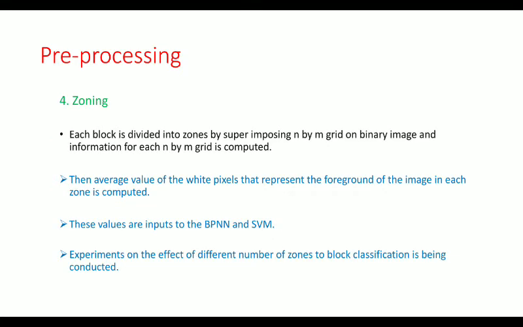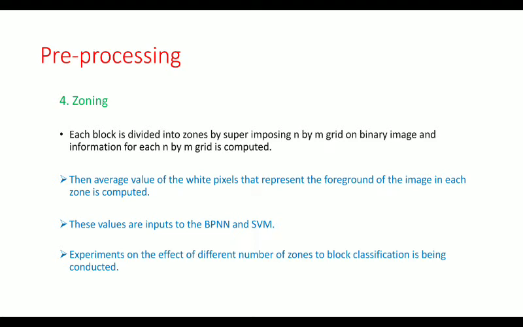And the fourth step is zoning. That means in the previous step we converted the total image into blocks. In this step the block is converted into certain zones by using some grid size n by m. We need to select those sizes. So we impose our grid on a binary image and extract the content of each grid cell. Like that we divide this block into some zones.